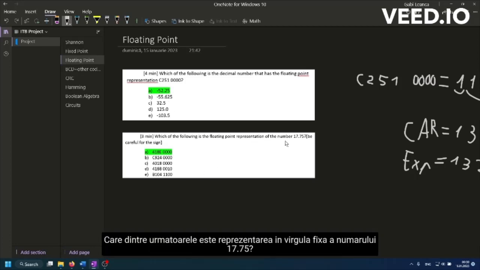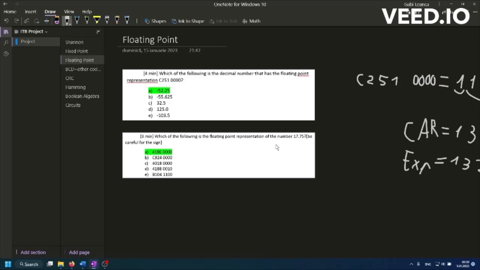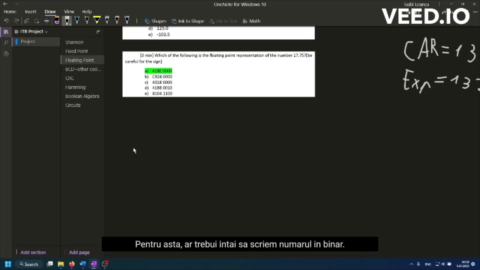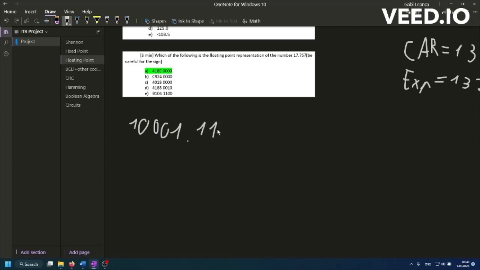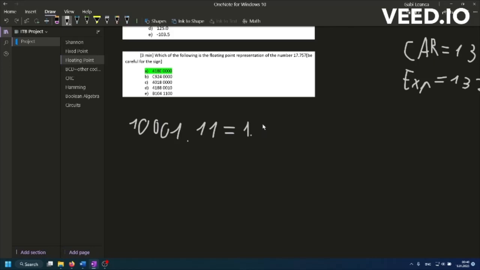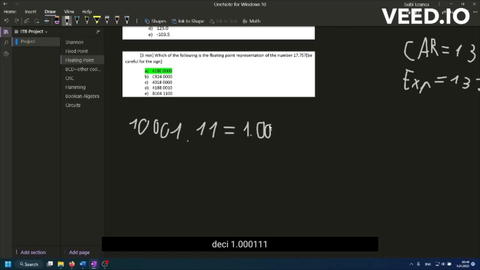Now for the second exercise: which of the following is the floating point representation of the number 17.75? We get a hint that we should be careful about the sign. For this, we should first write the number in binary. 17.75 is 10001.11. We want to only have one digit before the point, so 1.000111 multiplied by 2 at the exponent 4.